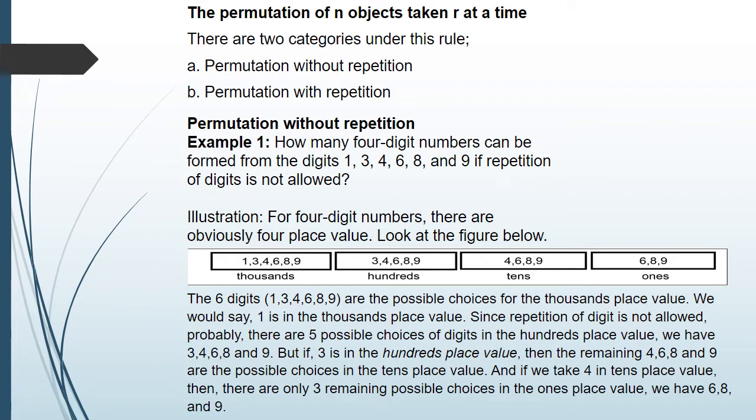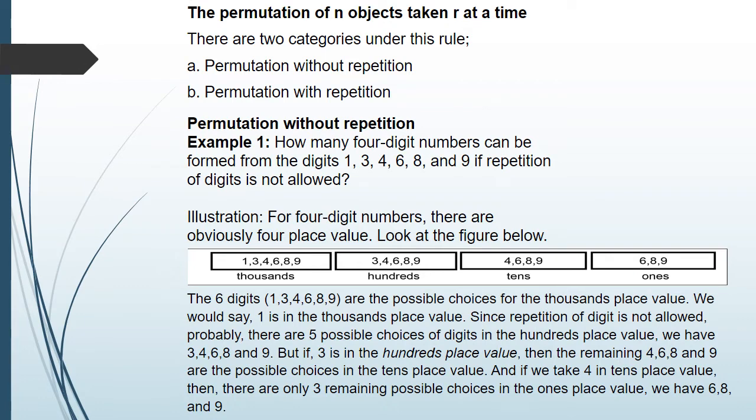Illustration. For 4-digit numbers, there are obviously 4 place values. Look at the figure below. The 6 digits 1, 3, 4, 6, 8, 9 are the possible choices for the thousands place value. We would say 1 is in the thousands place value. Since repetition of digits is not allowed, there are 5 possible choices of digits in the hundreds place value. We have 3, 4, 6, 8, and 9.